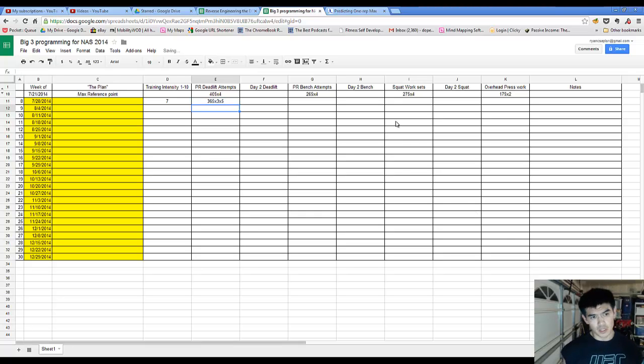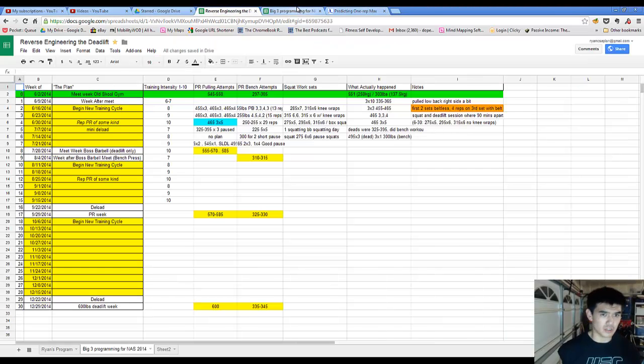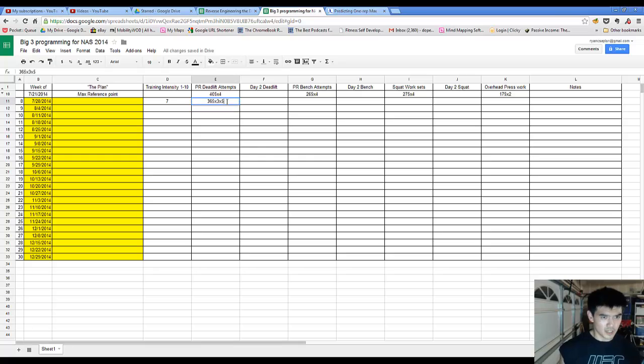That's what I'm going to do. So 365 for 3 by 5. And why am I picking that? I really don't know, honestly. It's just a good amount of volume for him to work at. Actually, that's not right. Let's do... that's actually a lot of reps. Let's do 2 good reps of 5.